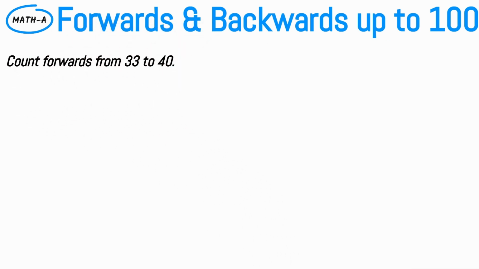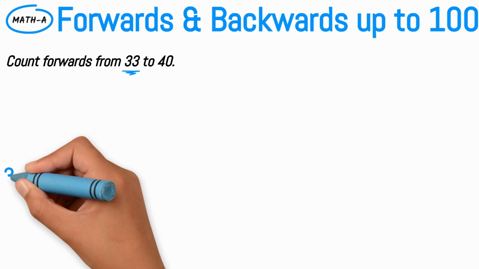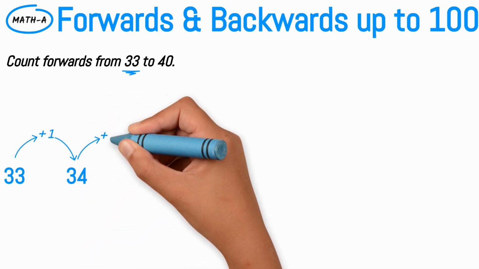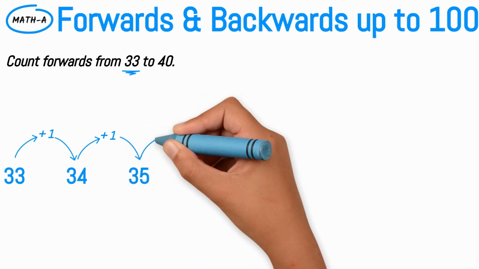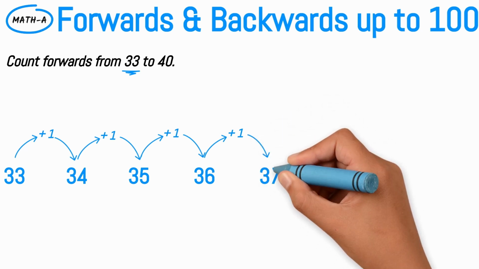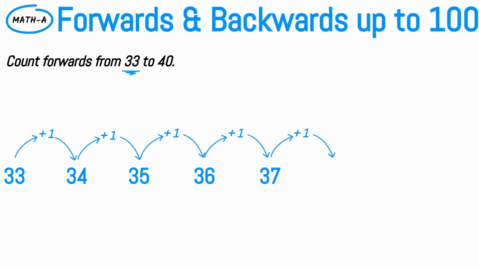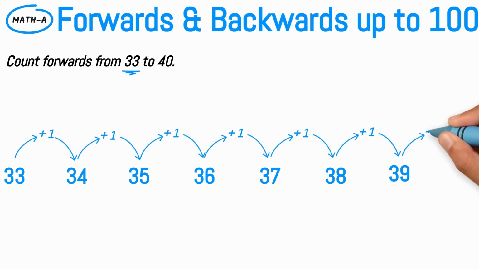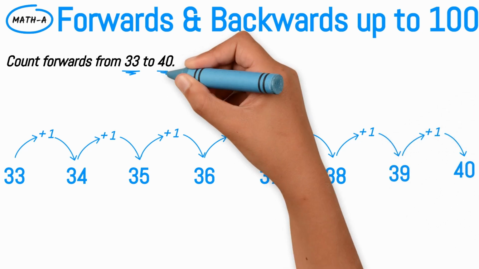Count forwards from 33 to 40. So we start with 33 and we're adding 1. 34, 35, 36, 37, 38, 39, and 40. That's your answer.